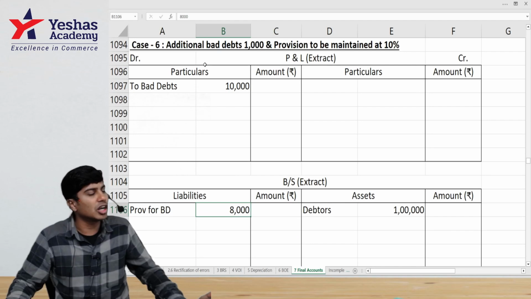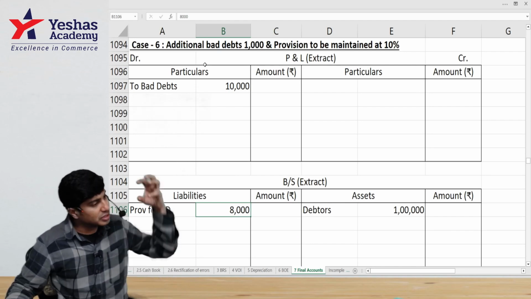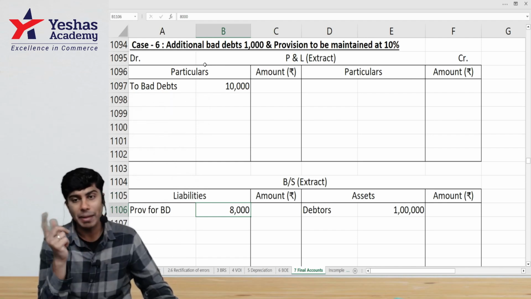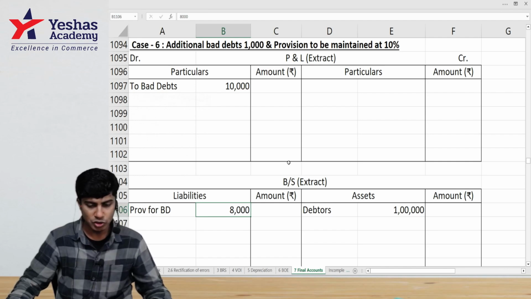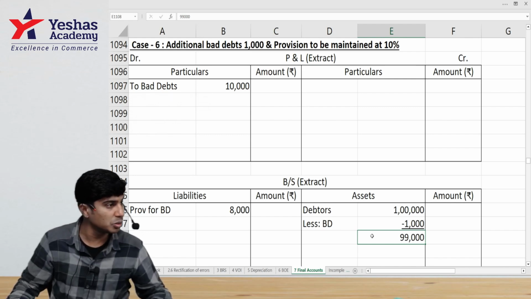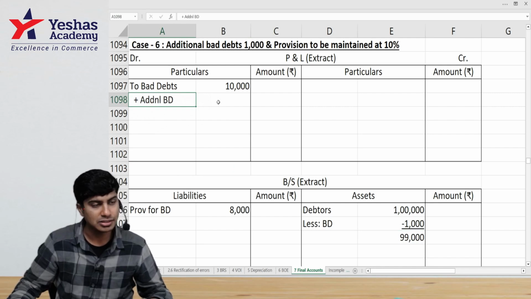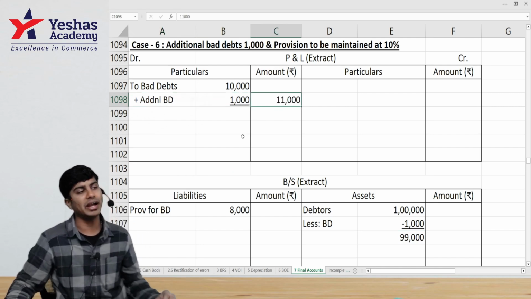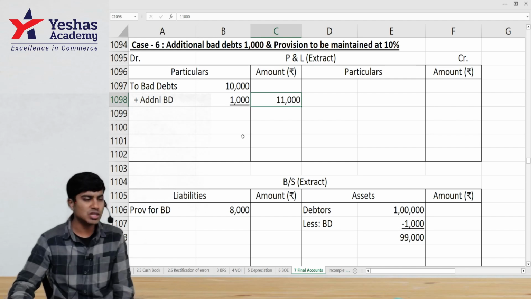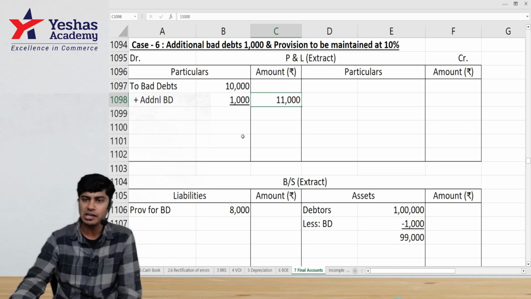Additional bad debts means they have not recorded it yet. We should book the expense, also reduce our debtors. I need to pass both the entries. Bad debt account debit to debtors, reducing my debtors by 1,000, making it 99. And this being an expense, I have to transfer it to P&L. P&L to bad debts. So I'll add it to my bad debts, making my total bad debts 11,000. I hope you understood reduction in debtors as well as expense being booked to P&L.